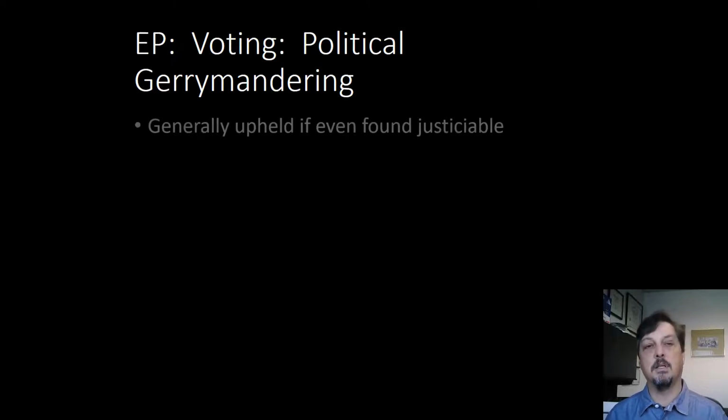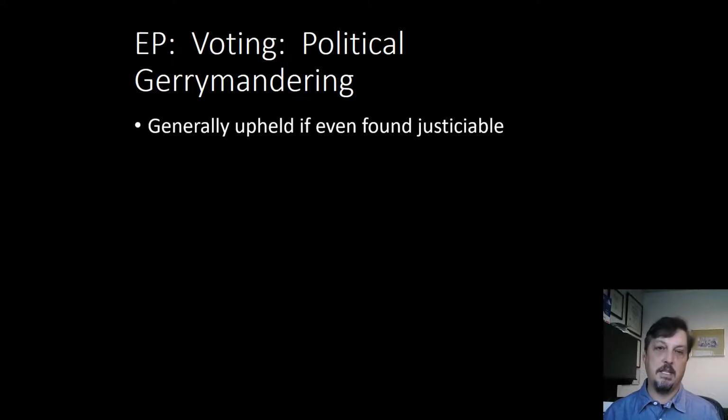We then talked about political gerrymandering. And we said that generally, if it's found justiciable, and we talked about the fact that in many of these political gerrymander cases, there's a difficult threshold question of justiciability, and in particular whether it's really a political question and not something that's justiciable. But even when it's found justiciable, in general the courts uphold it and say that a political gerrymander, so long as it satisfies the one person, one vote principle, is okay.